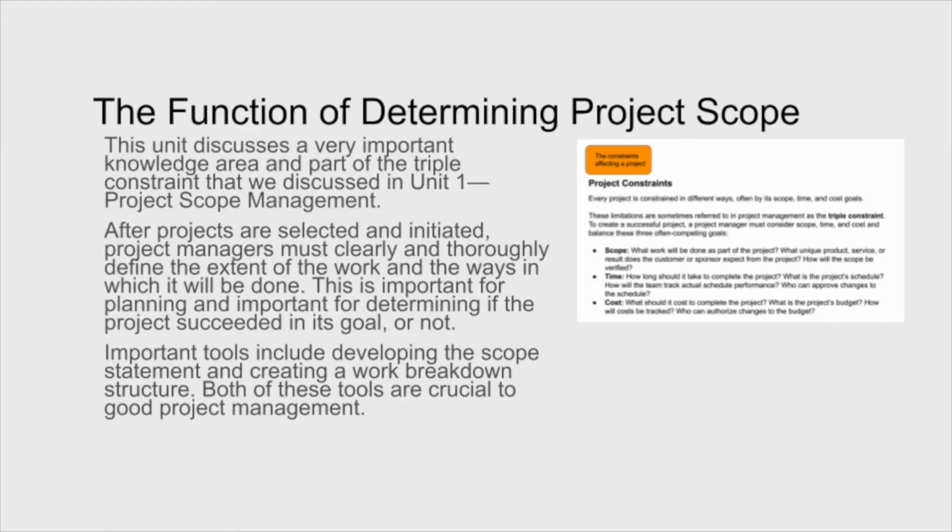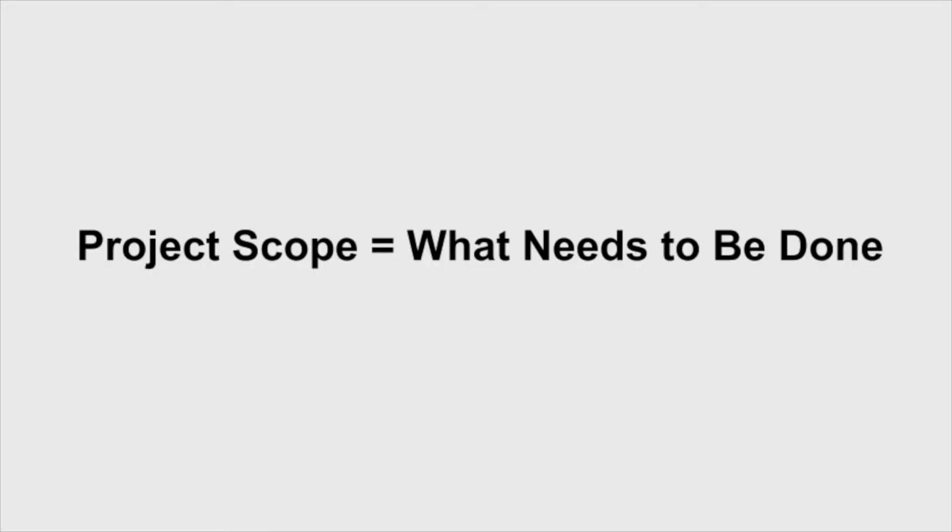In Unit 1, if you recall, we talked about this idea of the triple constraint. And the triple constraint deals with scope, time, and cost. In this particular unit, we're looking at the issue of scope. So what exactly is scope? Scope really is the size of the project, and every project has to have a finite size.